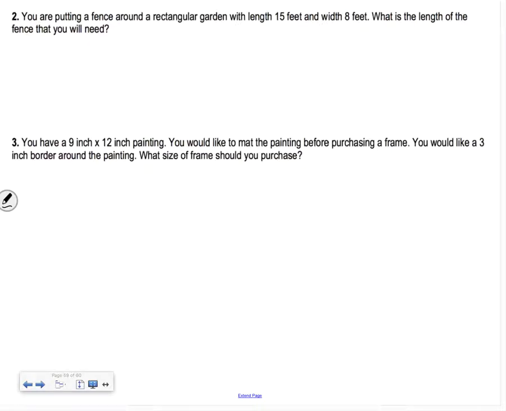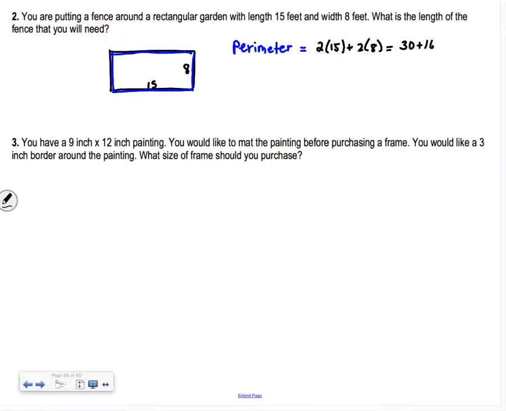All right, number 2, so you're putting a fence around a rectangular garden with a length of 15 feet and a width of 8. What is the length of the fence you'll need? So is this area or is it perimeter? So in this case, it's the perimeter, right? But if I had a question and I asked for the amount of grass seed that you needed to purchase, that would be an area, right? So different questions will require different things. So we're trying to find the perimeter. So it's going to be 2 times 15 added to 2 times 8. So 30 plus 16 is 46. So it's going to be 46 feet.